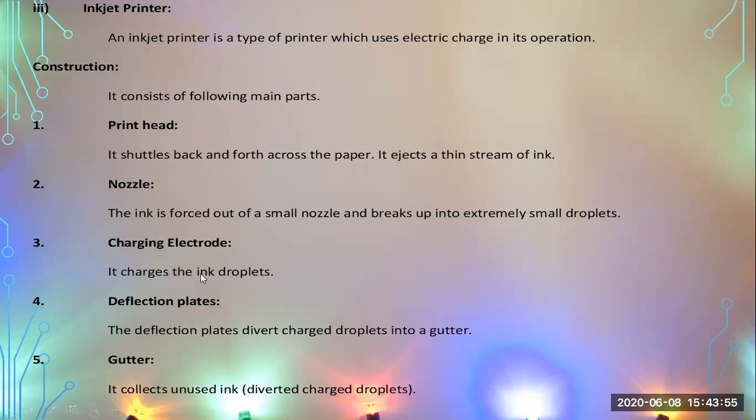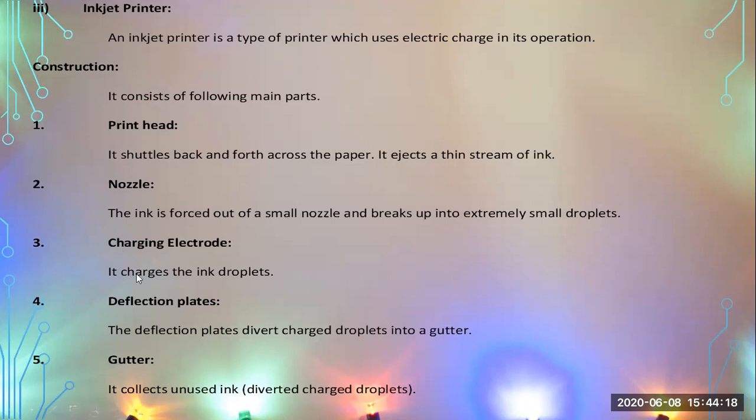Now the other one is the charging electrodes. It charges the ink droplets. These droplets are charged by the charging electrode. Number four is the deflection plates. Deflection plates, as the name indicates, deflect the charged droplets of the ink up or down, or they let them move straight sometimes when no charge is applied.